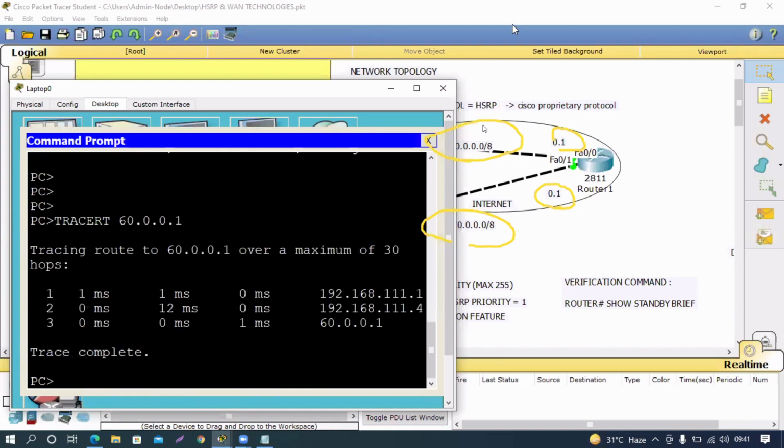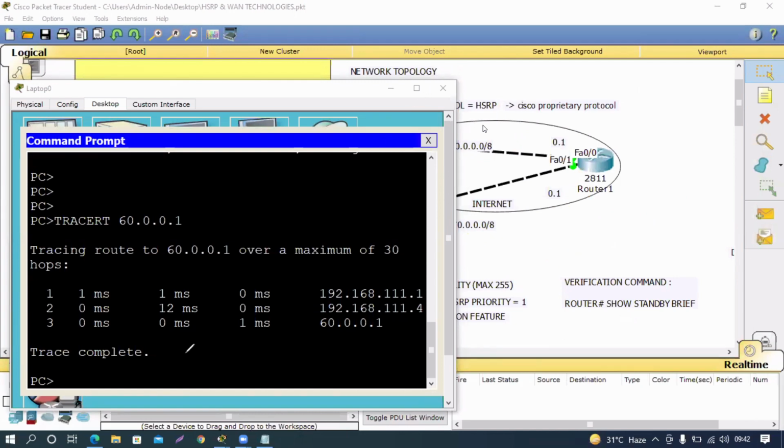Now can you see the first information is pointing towards the gateway 1, right? Now gateway 1 is the active router. Yes or no? Yes, it is the active router, because it is having the highest priority. Okay, so let's do a trace.